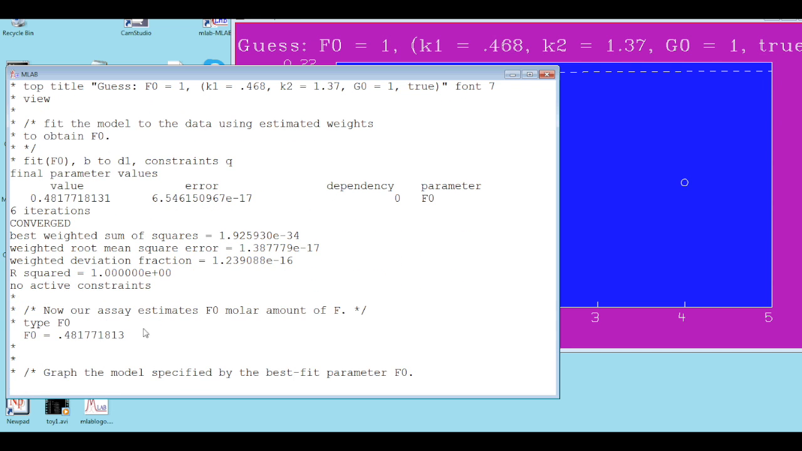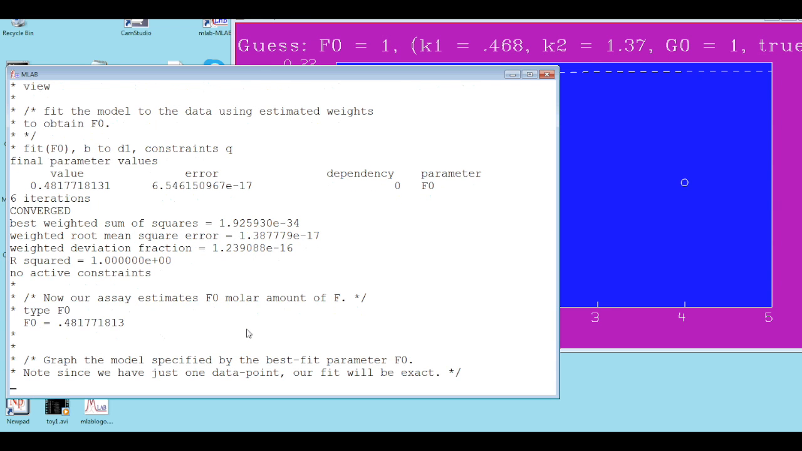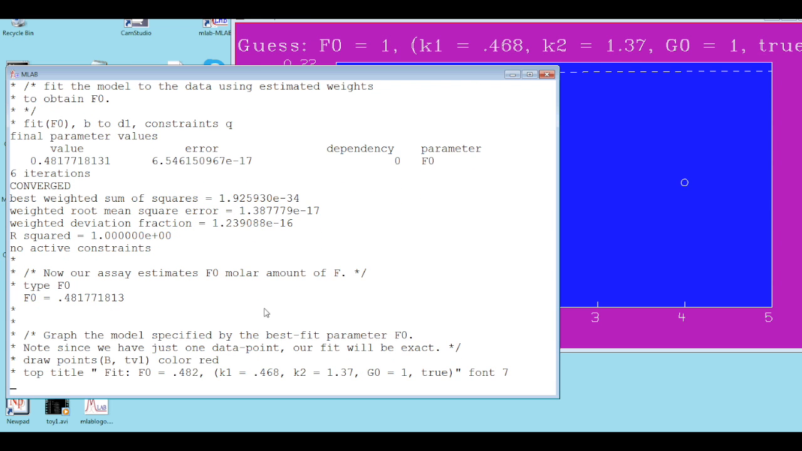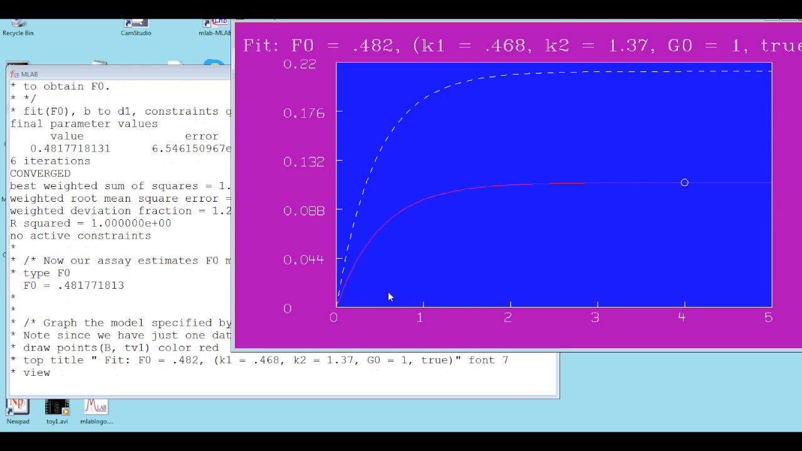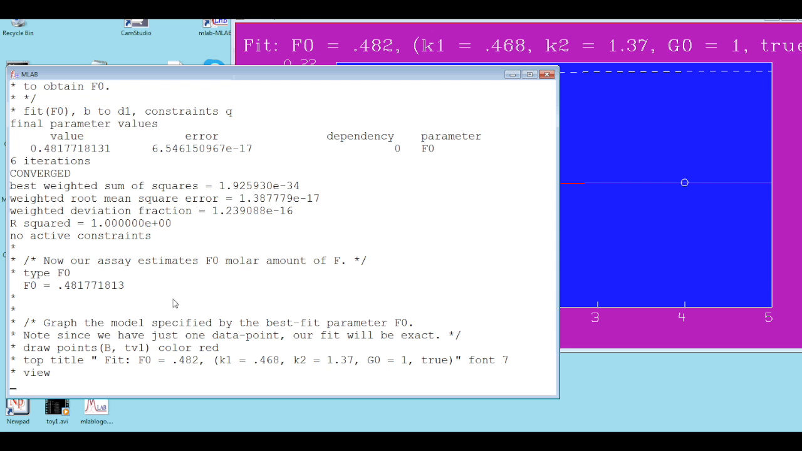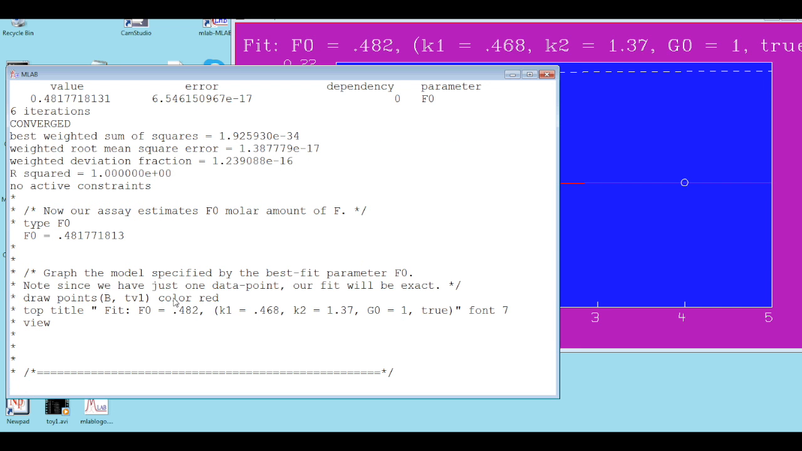So here's the F0 we computed by the curve fit. This fit changed it, and there it is, 0.48 molar units of F in the sample. And now we're going to graph our best fit model, and of course it fits perfectly, and there it is. Absolute perfect fit, right? Yeah, as it should be. And so this is one of the things you can do with modeling, is to use the results of your modeling to build an assay for later use.